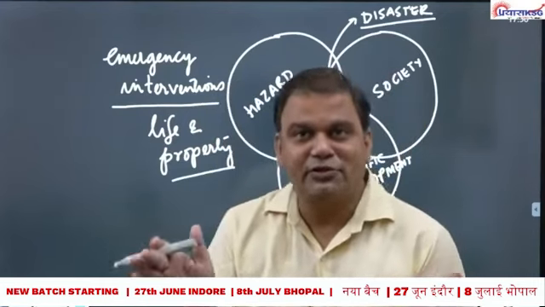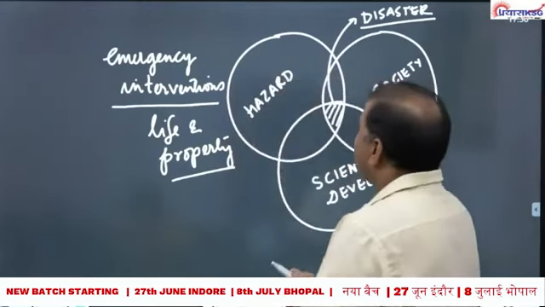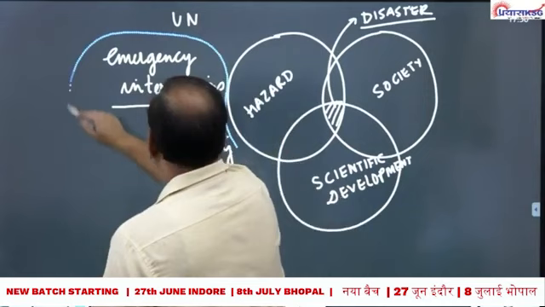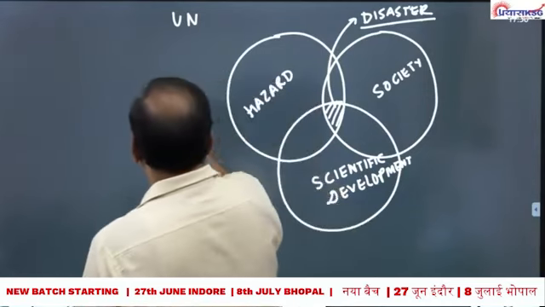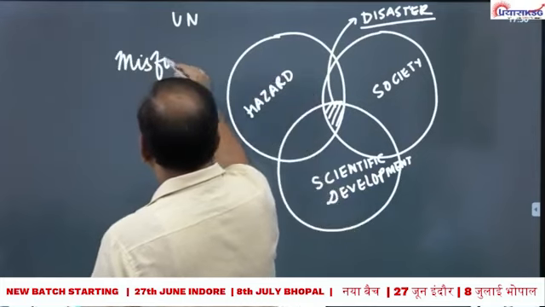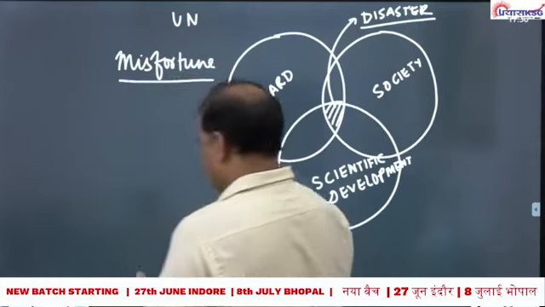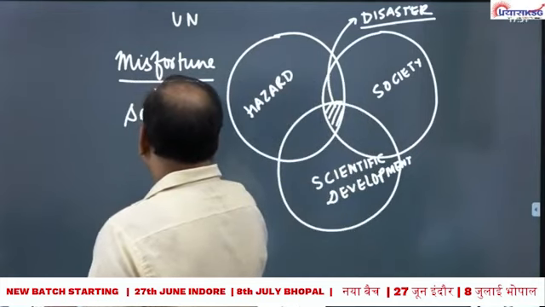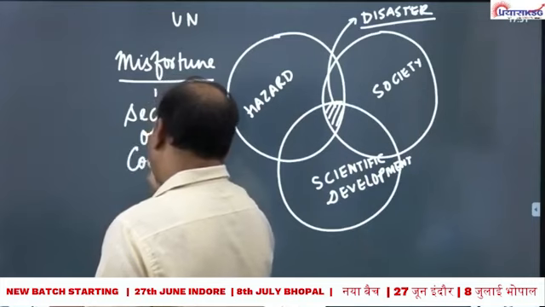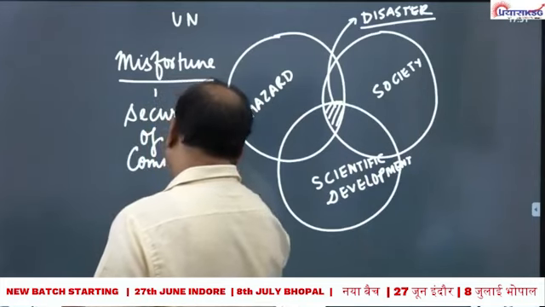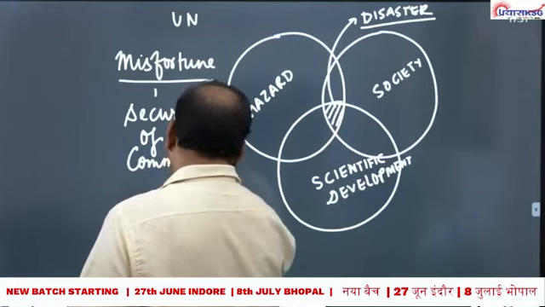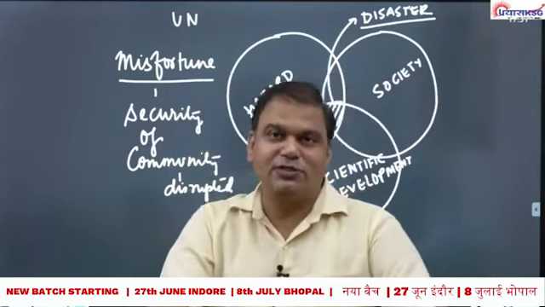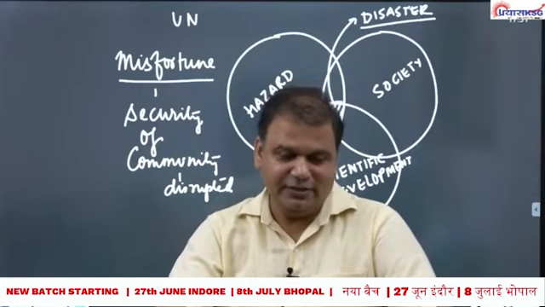This definition has been given by the Ministry of Home Affairs. Second, according to UN, disaster is defined as a misfortune in which the security of community would be disrupted. The security of community would be disrupted. Clear? So that's how UN is responsible for defining disaster. Is that clear? Fine. Now let's move forward.